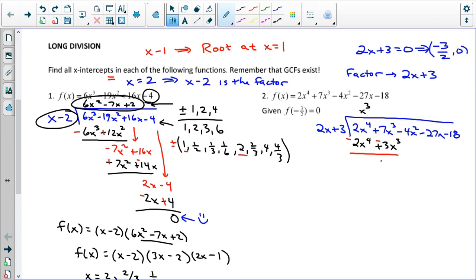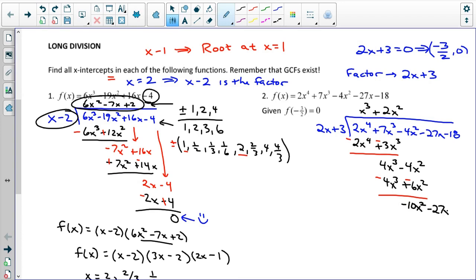These cancel, I get 4x cubed, and then I pull down a minus 4x squared. I need 2x squared to multiply by 2x to get 4x cubed. And then this becomes plus 6x squared. In order to subtract, I change the signs, and this becomes negative 10x squared.